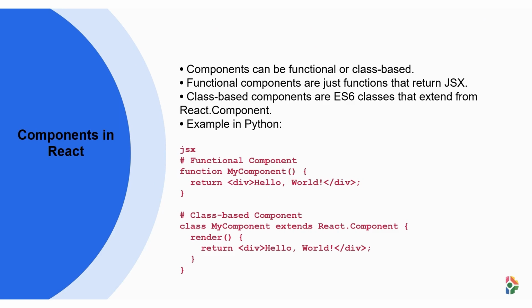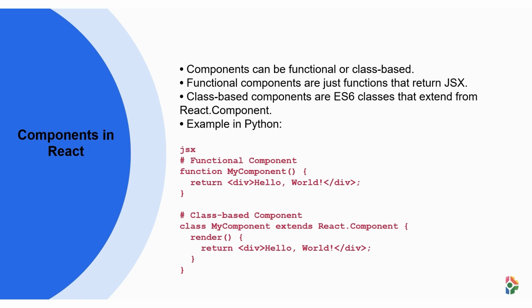Functional components are simple functions that return JSX elements. On the other hand, class-based components are ES6 classes that extend from the React component class. For example, in Python, a functional component could be written as a function that returns JSX code like the myComponent function. Meanwhile, a class-based component would involve creating a class that extends React.Component and implements a render method, as demonstrated with the myComponent class example.